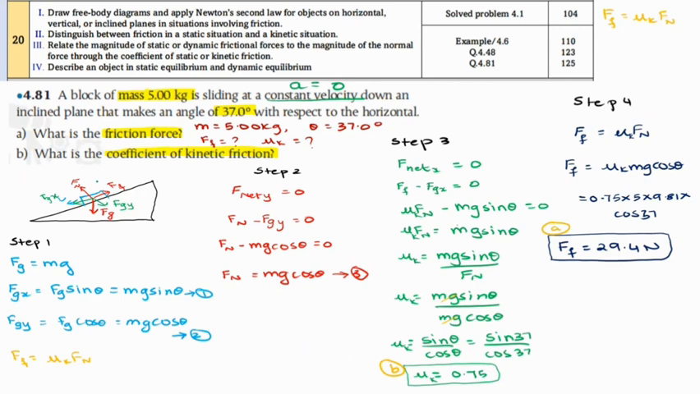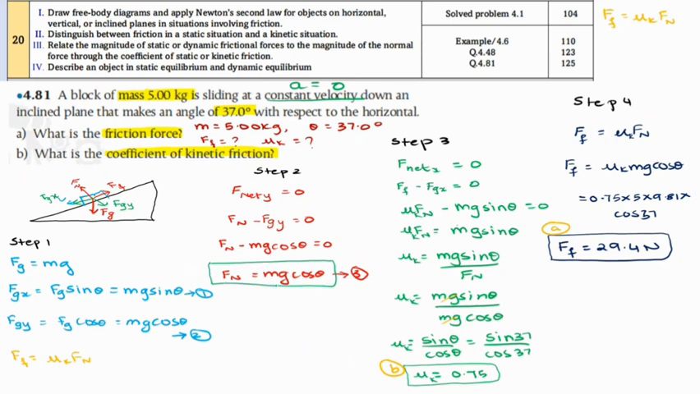Now see which forces are on the y-axis. You have the normal force pointing up, so F normal, and force due to gravity coming down, so minus Fgy equals 0. Fgy is mg cosine theta, so I write Fn minus mg cosine theta equals 0. Rearrange them to get the value of Fn.